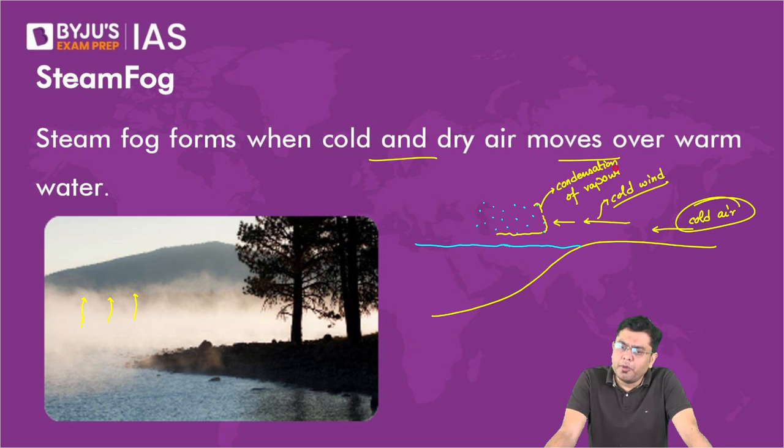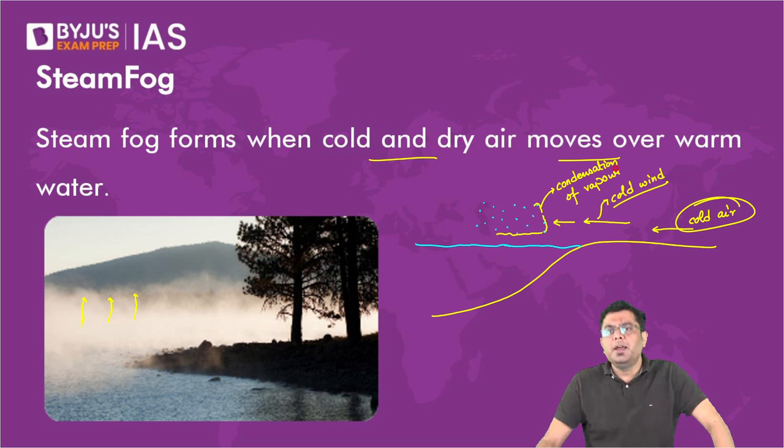Steam fog is experienced generally in the morning when some amount of evaporation has already been initiated, or sometimes even late at night, over the water bodies. It won't be experienced over the land areas. It will be experienced primarily over lakes. Even if there is a river, if the river movement is not very swift, there also you will experience steam fog.